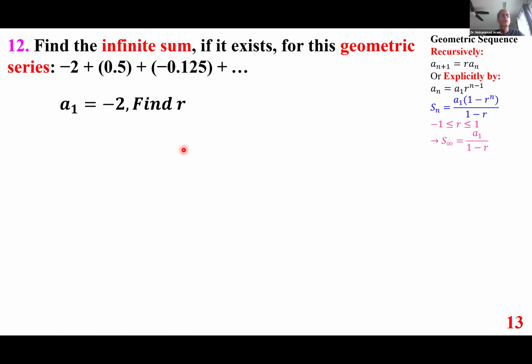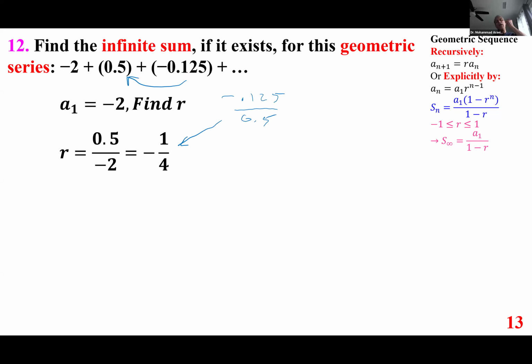To find r, all you have to do is divide 0.5 by -2 and double check by dividing -0.125 by 0.5 to make sure it's the same thing. So when we do the division, it becomes -1/4. And you can try it with these two, -0.125, let me write that. If you do these two, -0.125 and 0.5, we also get the same answer.